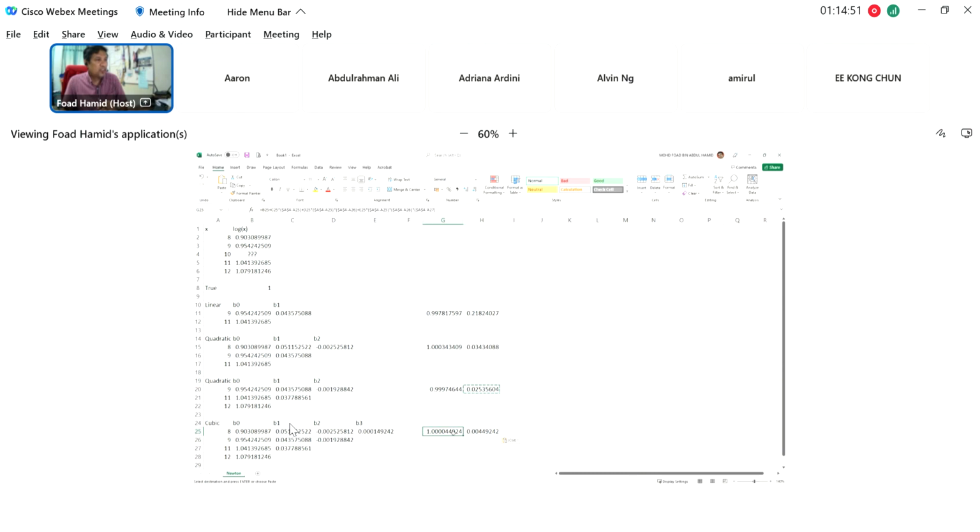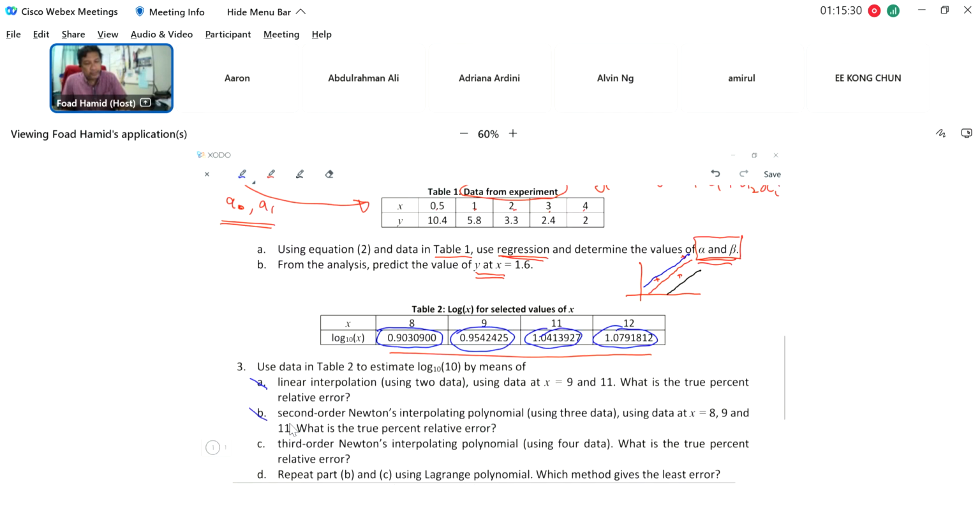Log of 10, the true value, is 1, but when we use our cubic interpolation function, you see that this is a close value to the true value, and the error is 10 to the minus 3, which is the smallest of all these interpolations. This is linear, this is quadratic, this is cubic. All right, so we are done with A, B, C.